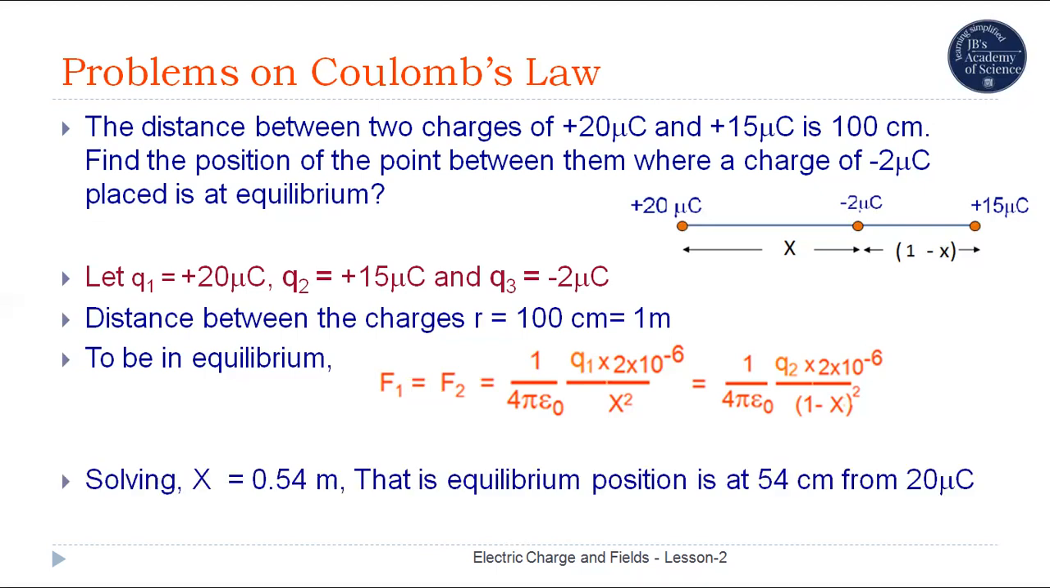So equating, we can cancel out the common terms. 1 by 4 pi epsilon 0 will be cancelled. 2 into 10 to the power of minus 6 can be cancelled. We can simplify this and solve the quadratic equation. Solving, the value of x will be 0.54 meter. That is, the equilibrium position is at 54 centimeter from 20 microcoulomb charge.